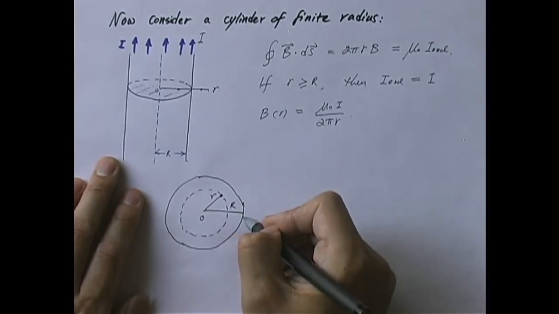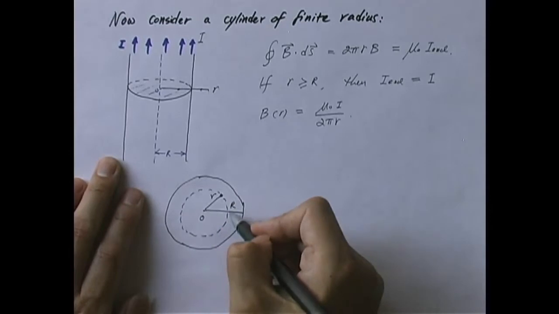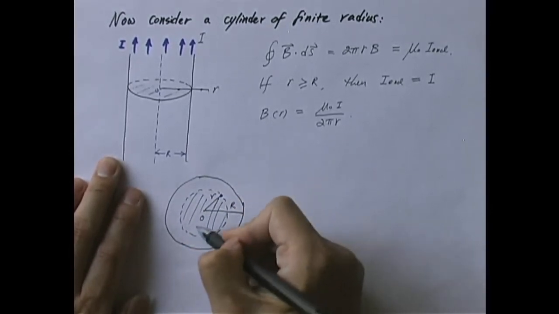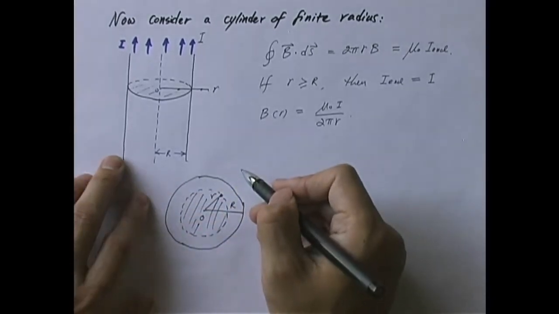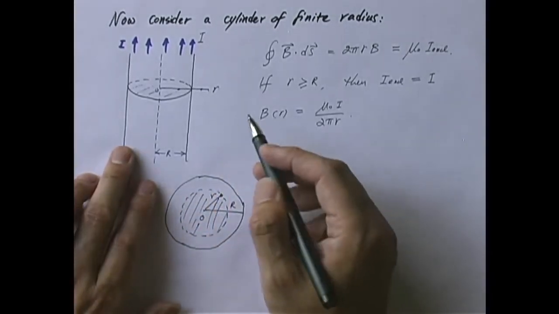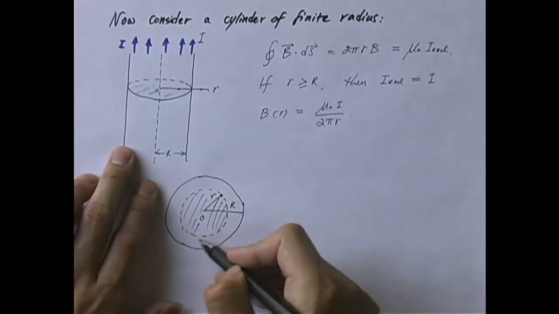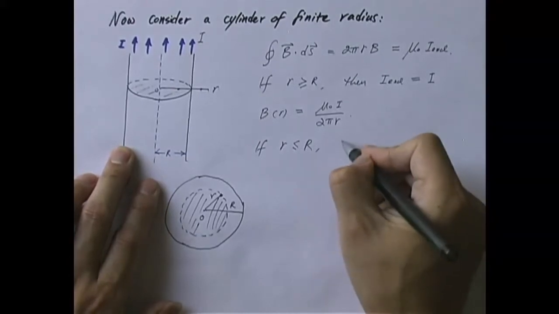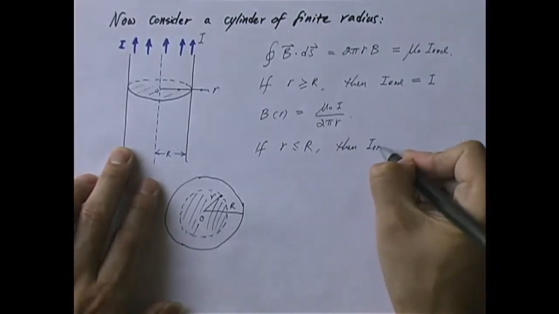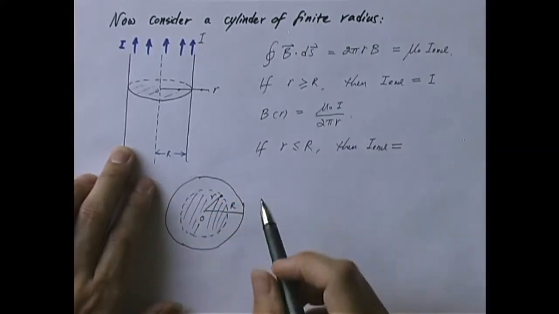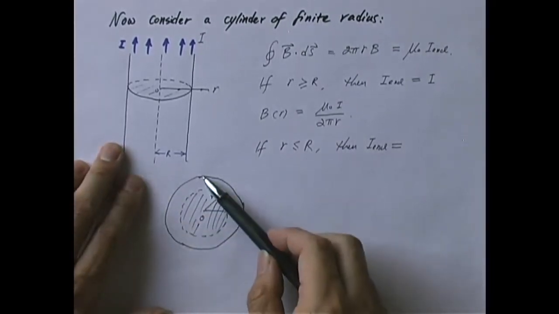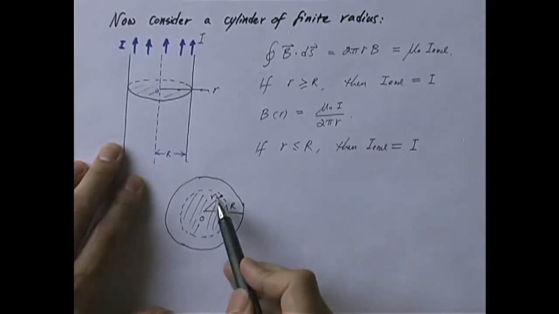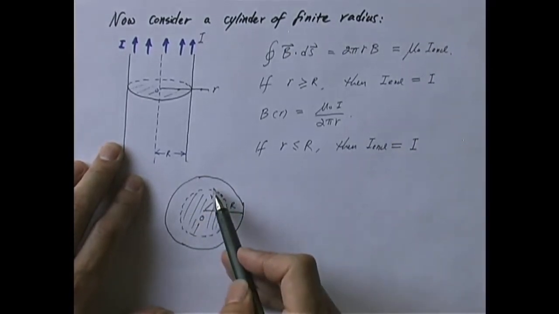You can only count the current that is enclosed by this Amperian loop, and therefore only the current flowing through this cross section, not the entire cross section of the cylinder. How much current is enclosed here? Okay, if r is less than or equal to big R, then I enclosed equals what? It is a fraction of the total current. The total amount of current going through this entire cross section is I. But the current enclosed by the smaller loop is only a fraction of I.